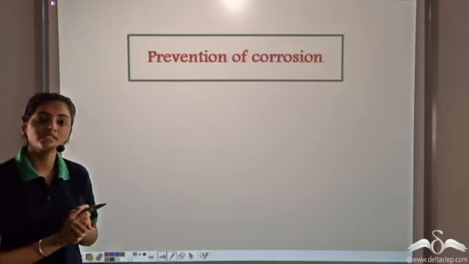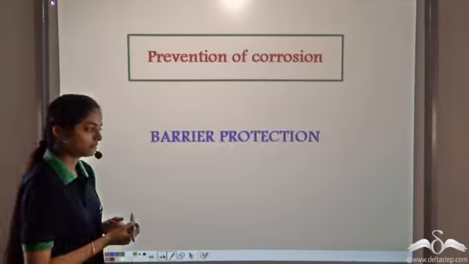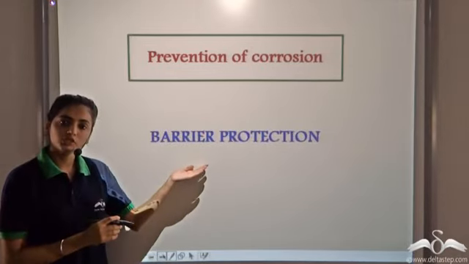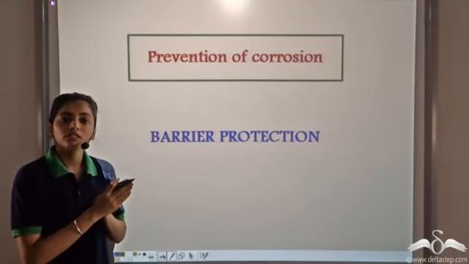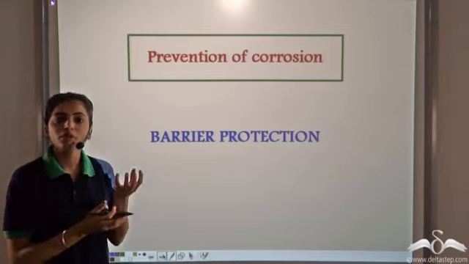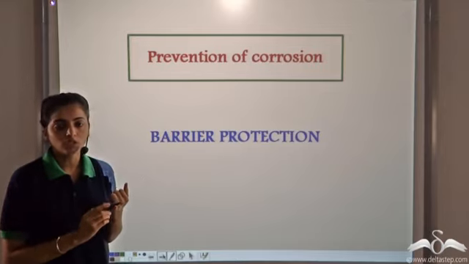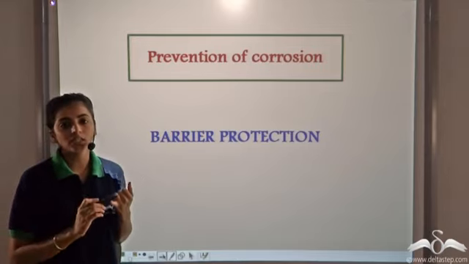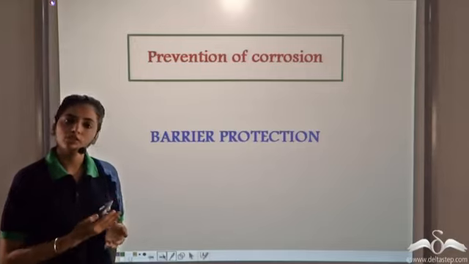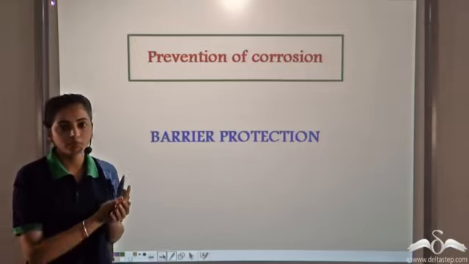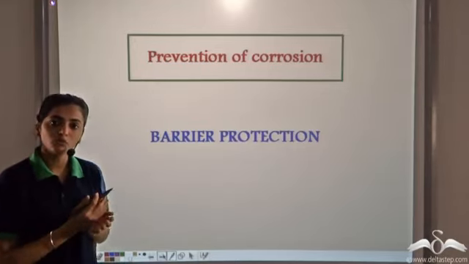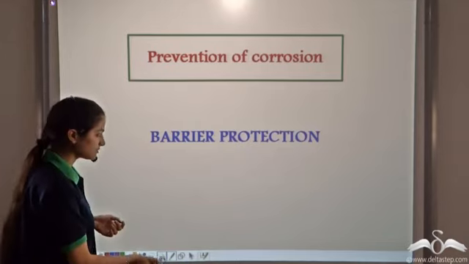And this is known as barrier protection. Barrier protection means we have to prevent the surface of iron from coming in contact with oxygen and moisture in order to prevent rusting or corrosion. So there are different methods which we use to prevent corrosion. Let's see what they are.